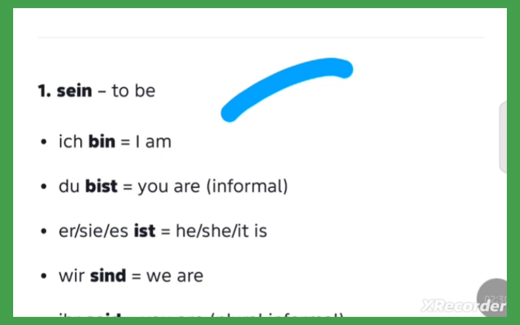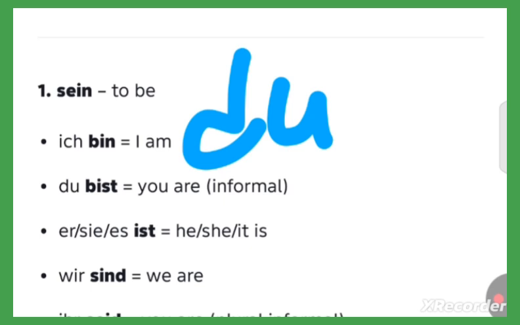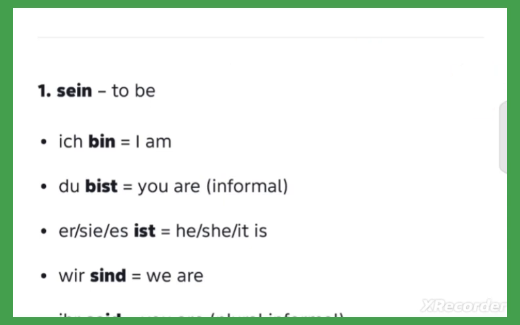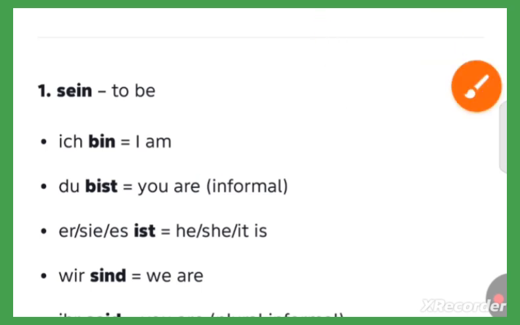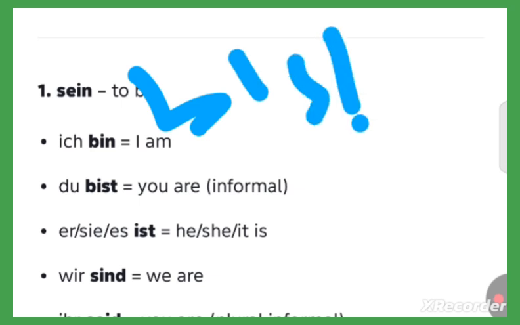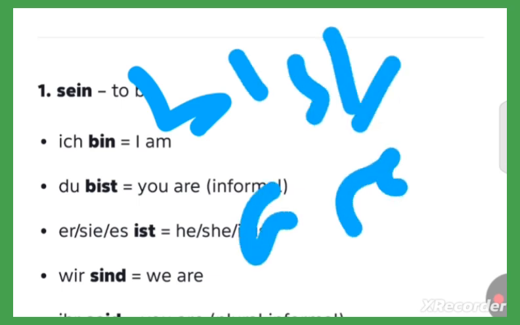Now, when the subject is du, you never go with bin, because bin is am. If you say du bin, that would be like you am, which doesn't make sense, does it? So for the sein verb, if you are using you, which is du, we use bist. Bist is are, and like we said, this type of are only goes with you.